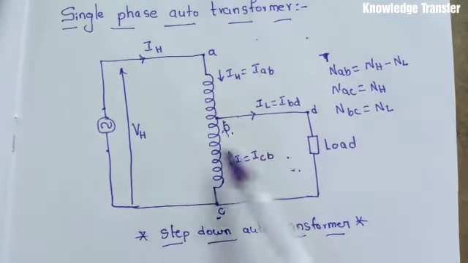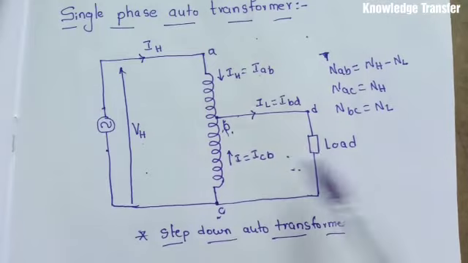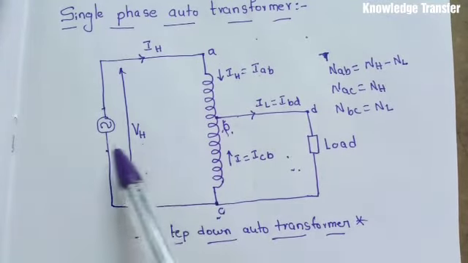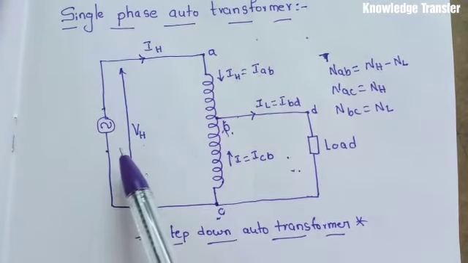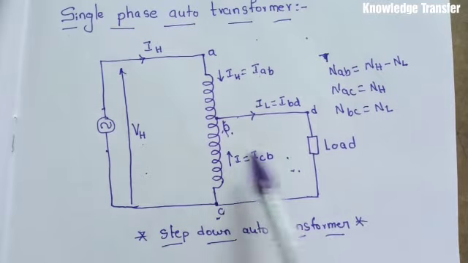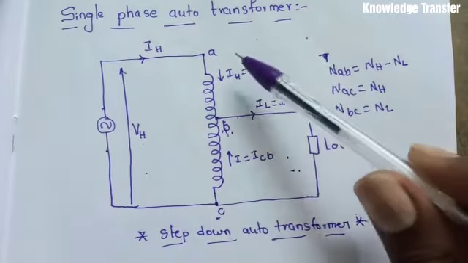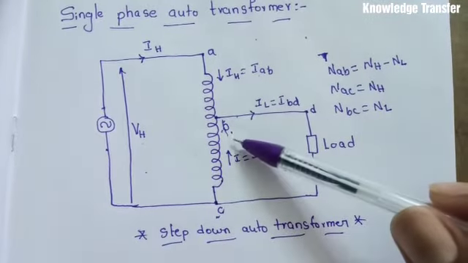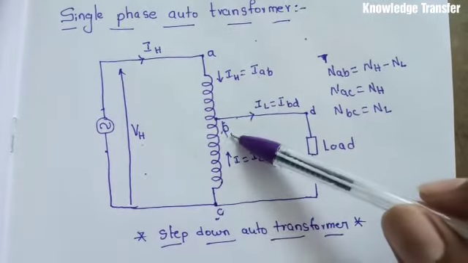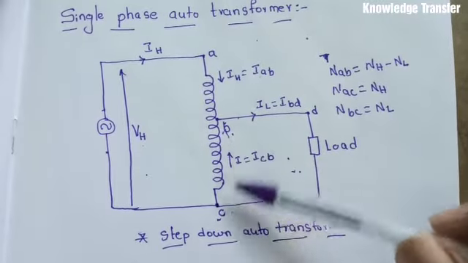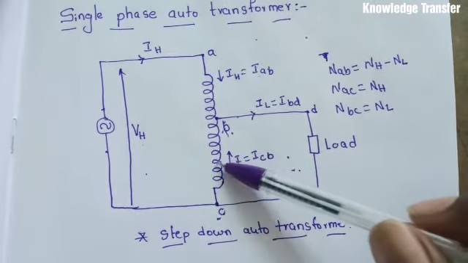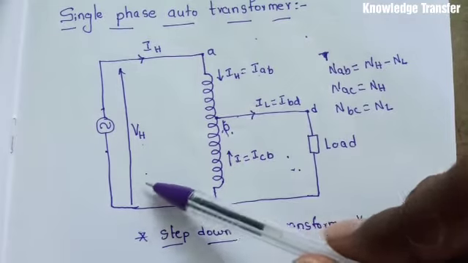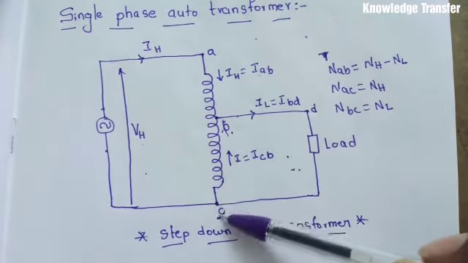This is the high voltage side, this is the low voltage side, this is the load, this is the supply, also RL. This is the primary, this is the secondary. If you see, the winding is divided into A, B, C. First BC. BC is called common winding. Why? Because BC is common to the load side and supply side. That's why it is called common winding BC.